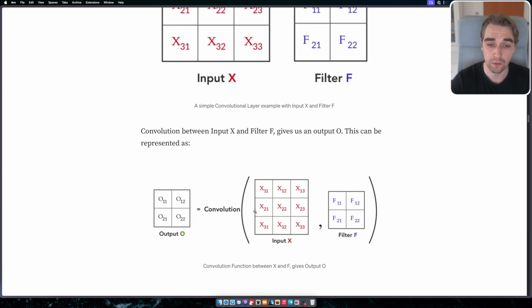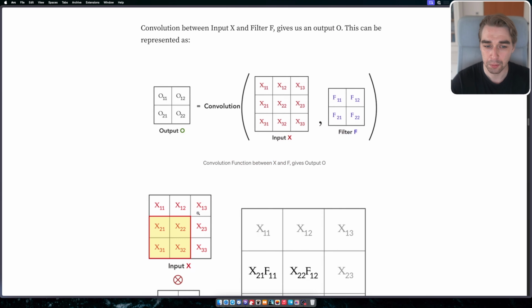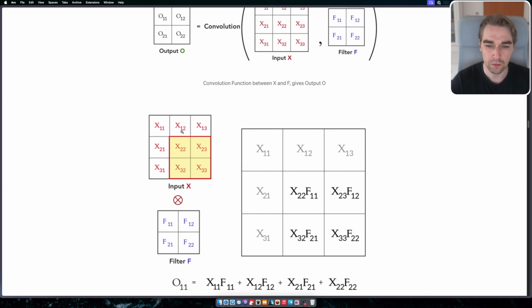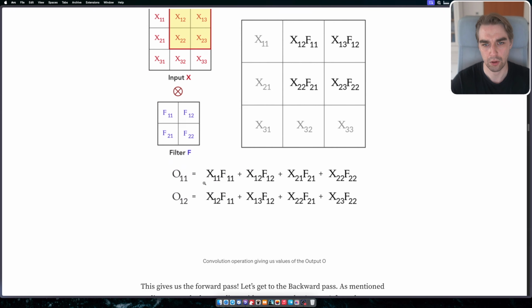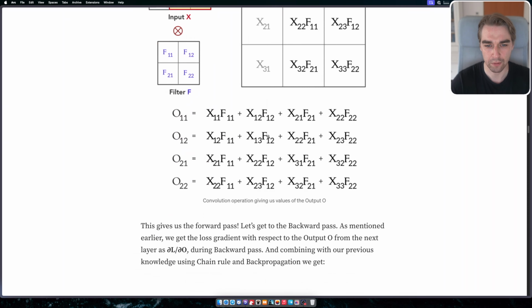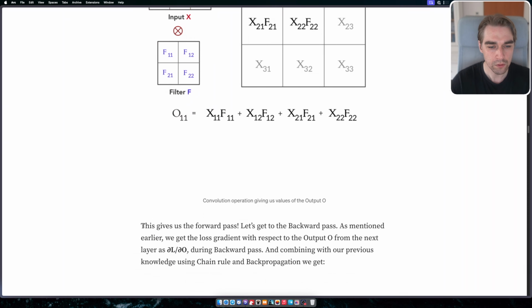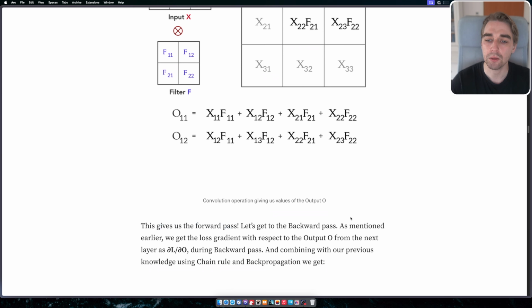This can be represented like this, and what is the formula? Size of the matrix minus size of the kernel plus 1. So this is how we get a 2x2 matrix, and this is the operation. So this is input x multiplied by the filter f. O1, O2, so we have the 4 values. This gives us the forward pass. Let's get back to the backward pass.